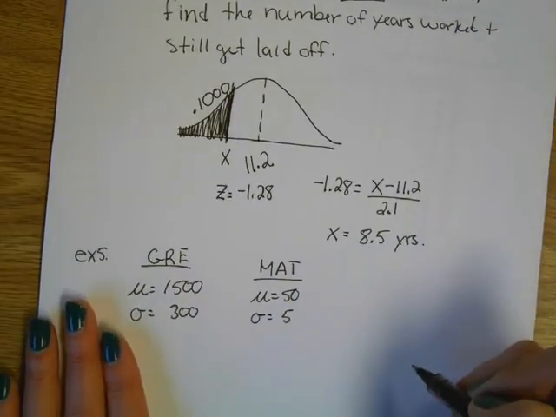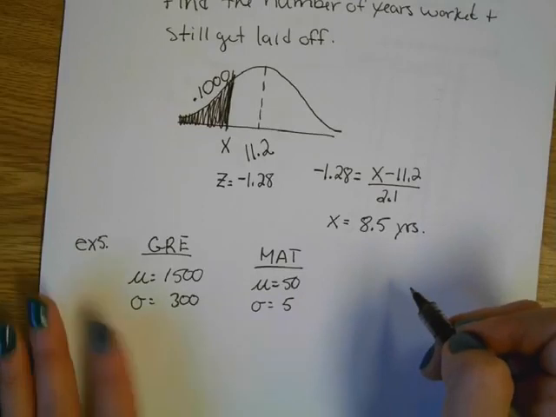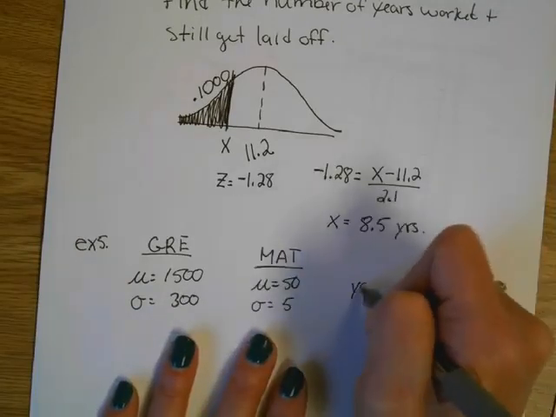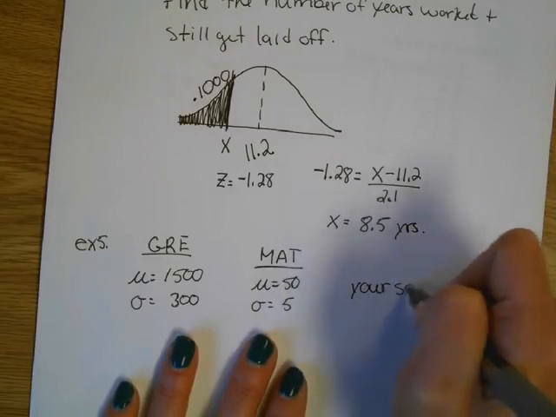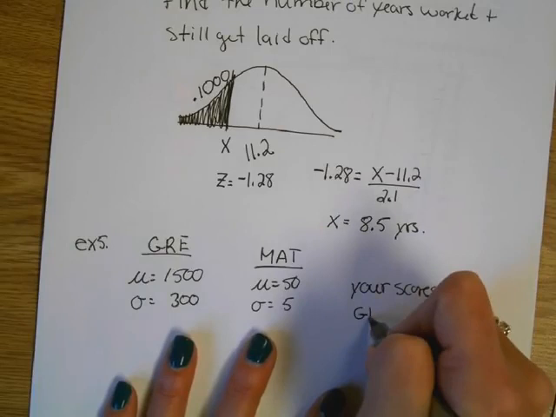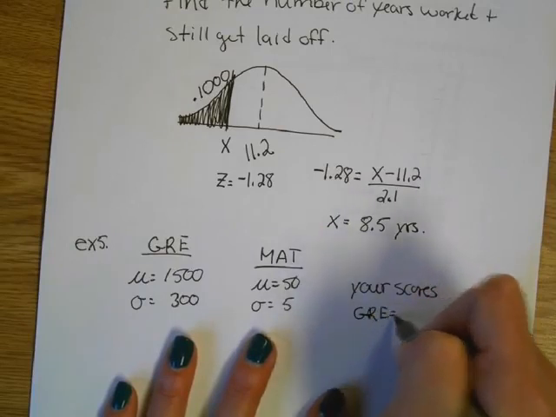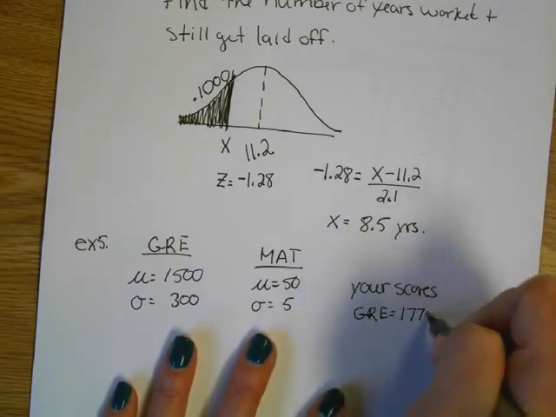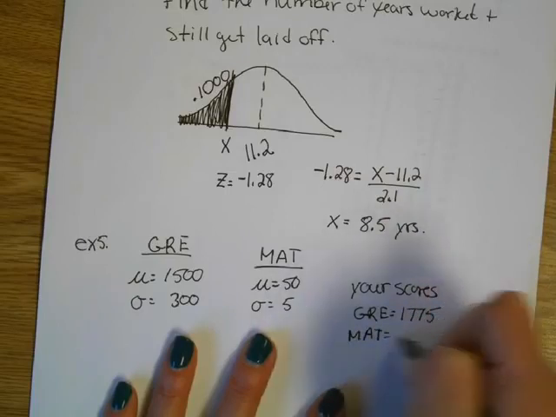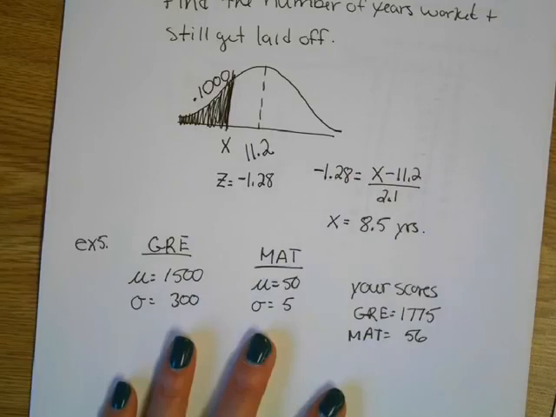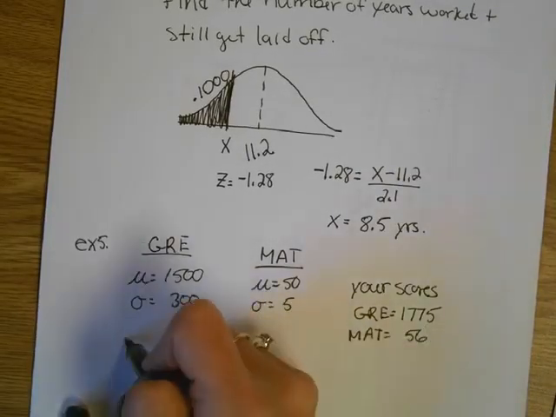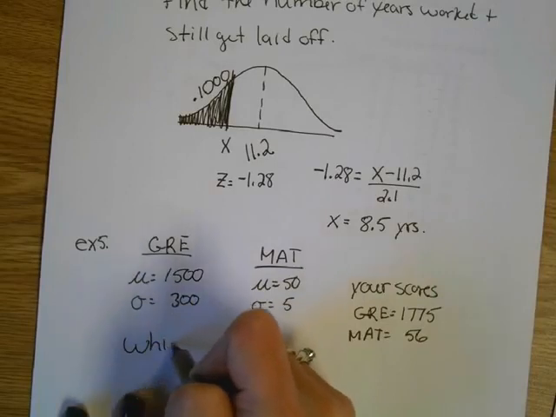So different schools require one test or the other. You're not sure which school you're going to, so you take both of them. So your scores are a GRE of 1775 and an MAT of 56. My question is, which score is better? Verify your answer.